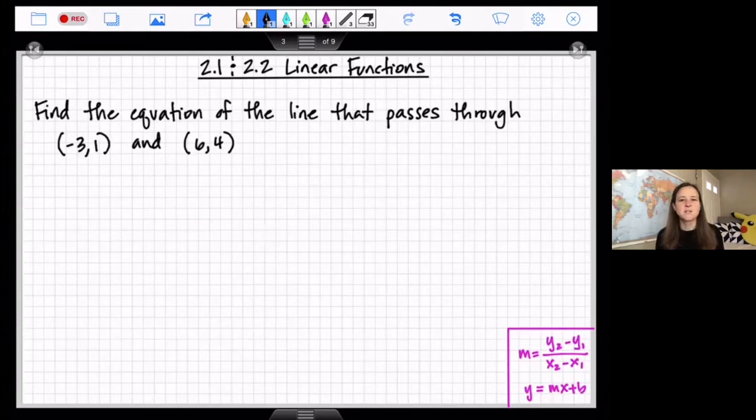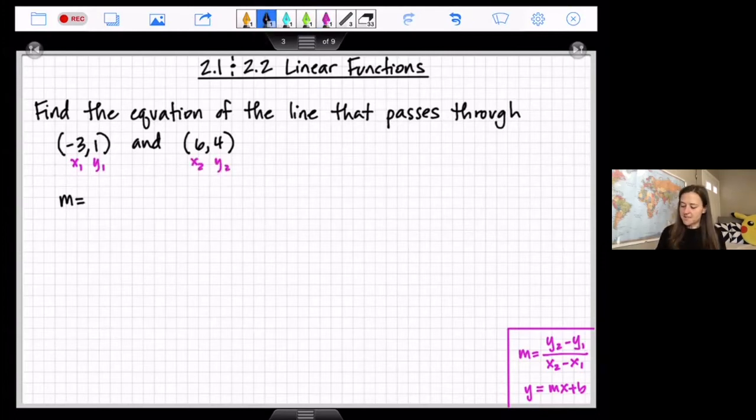Once we know how to calculate slope, finding the equation of a line passing through 2 points is pretty easy. We're going to start off by calculating slope. So here I've got these 2 points, negative 3, 1 and 6, 4. We're going to calculate the slope passing through those 2 points. And it doesn't really matter which point you call x1, y1, and which one you call x2, y2.